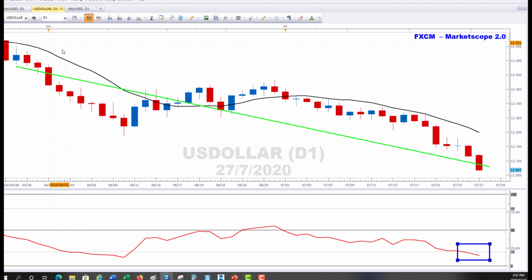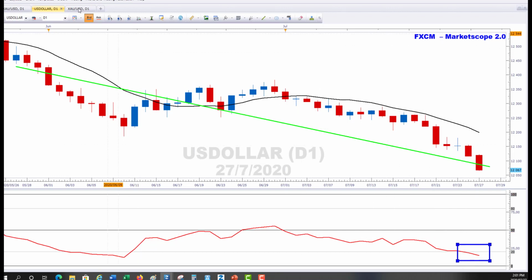Now take a look at the US dollar, and again look at the green line. It's moving from the upper left to the lower right, and that's indicative of a downtrend. You can see that the US dollar is below its 20-day simple moving average, and the 20-day simple moving average is pointing down. But for our purposes, take a look at the RSI: it is below 20. It's oversold. So we have a situation where gold is overbought and the US dollar is oversold.